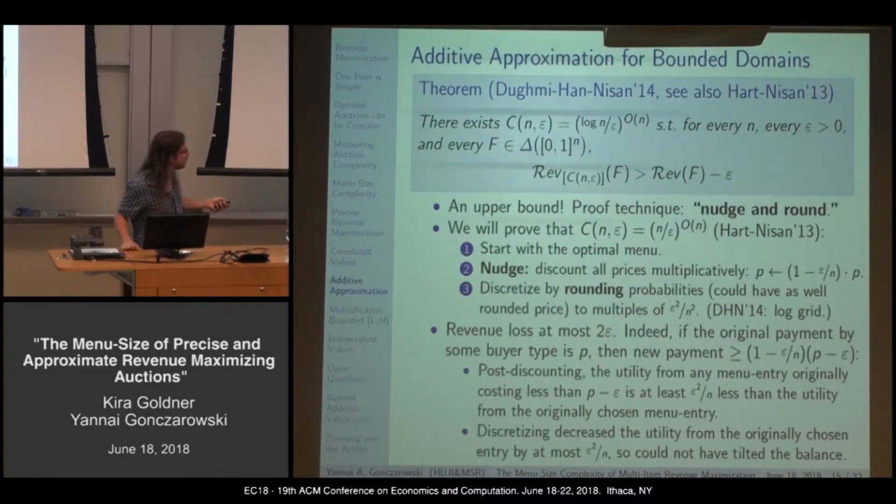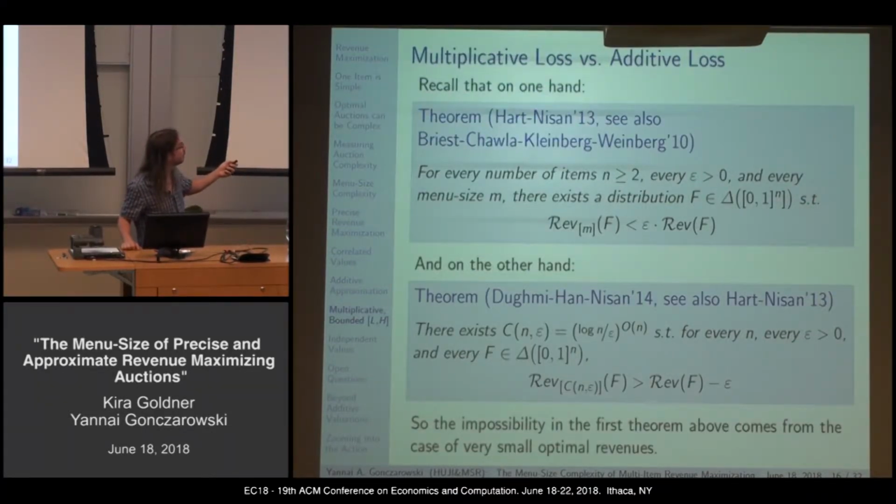And you can also see in our proof here that while we had a multiplicative loss, we also had an additive loss that, at least with this technique, we couldn't avoid. And the theorem of Hart and Nisan and Briest et al. tells us that we couldn't avoid it, something additive anyway. So the impossibility here comes from the case of very small optimal revenues.